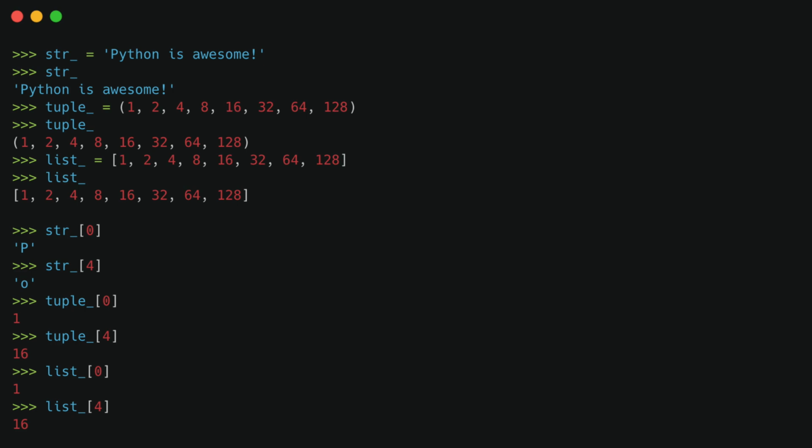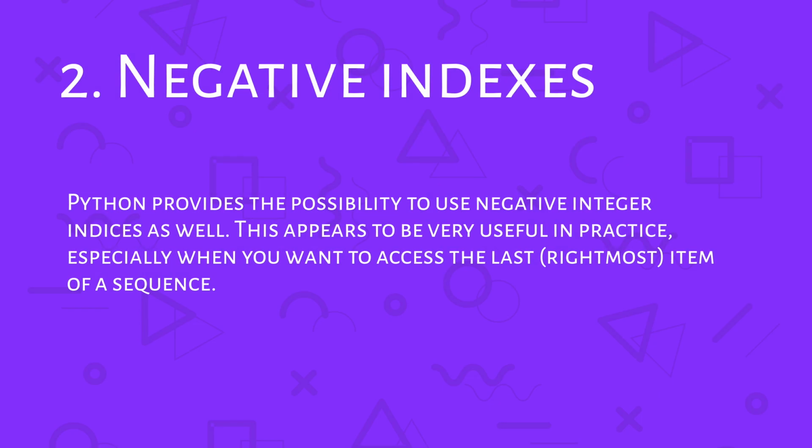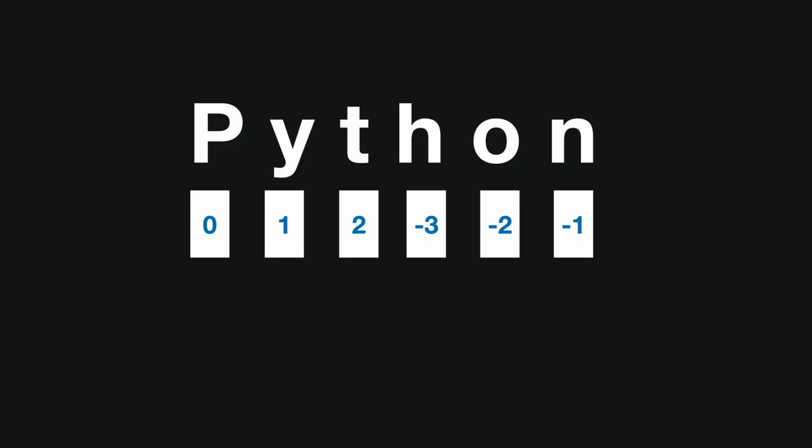Now let's talk about negative indexes. Python provides the possibility to use a negative integer as an index as well. This appears to be very useful in practice, especially when you want to access the last rightmost item of the sequence. Here you can see that minus one is the last item, minus two is the second last. So in our example, minus one is n, minus two is o, and so on, and zero again is P.